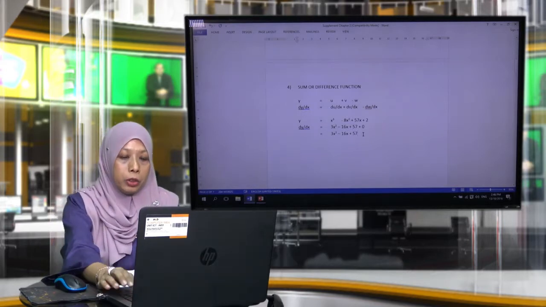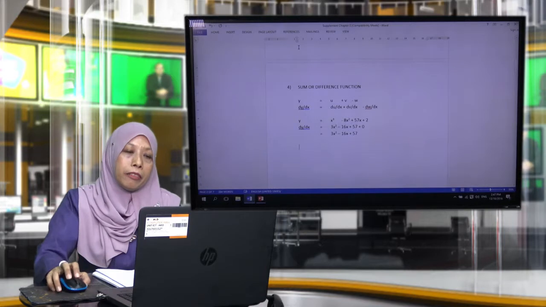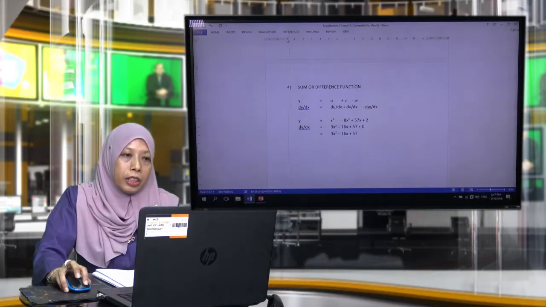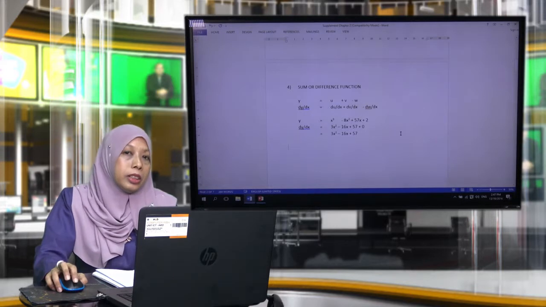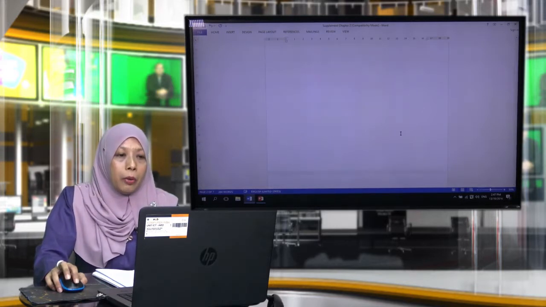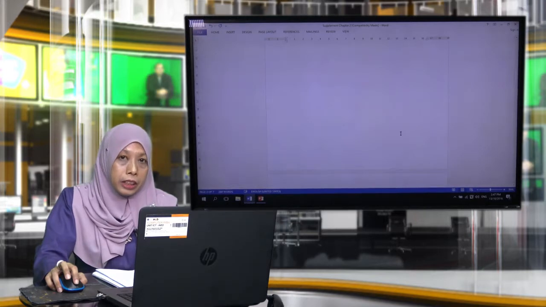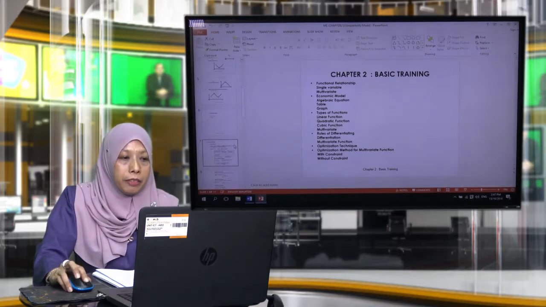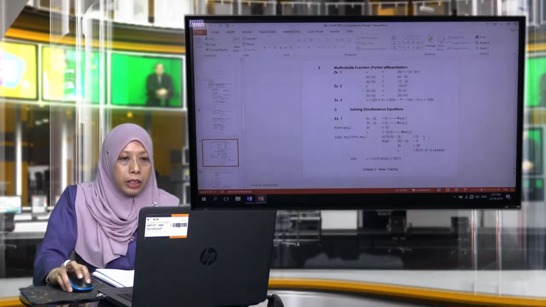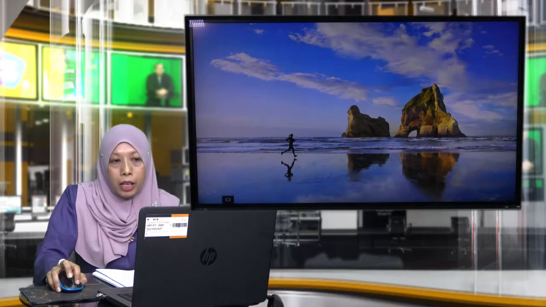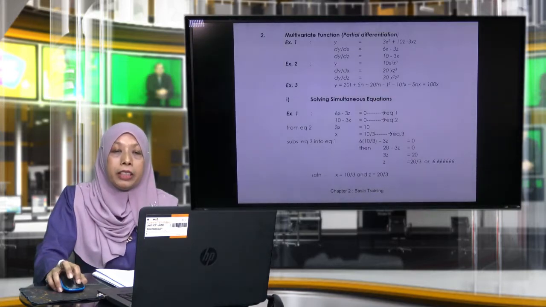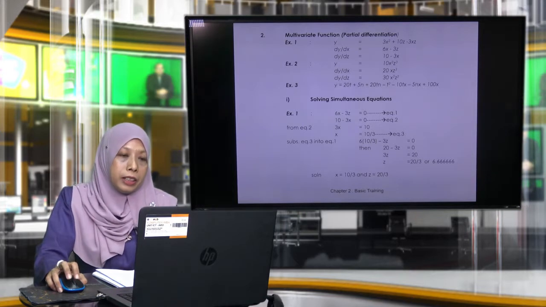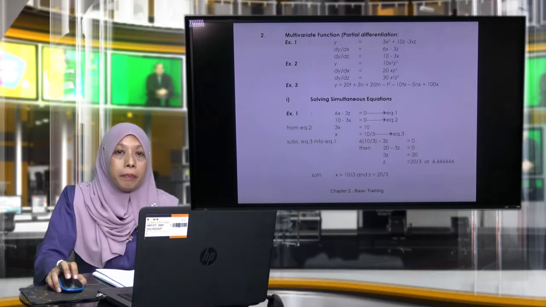Now notice that all the examples that we have looked at involve a univariate function. Can you still recall what a univariate function is? Well, a univariate function is a function with one dependent and one independent variable. But what if you are given a multivariate function? Now what we're going to look at is how to differentiate a multivariate function. A multivariate function is a function where you have one dependent and more than one independent variable.